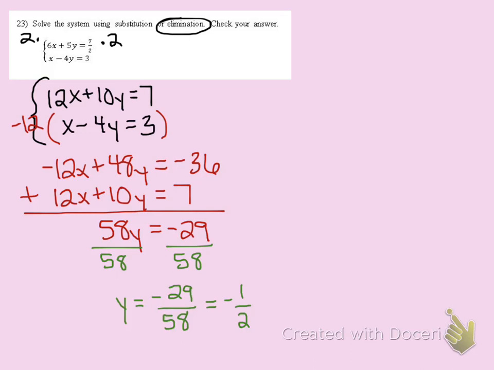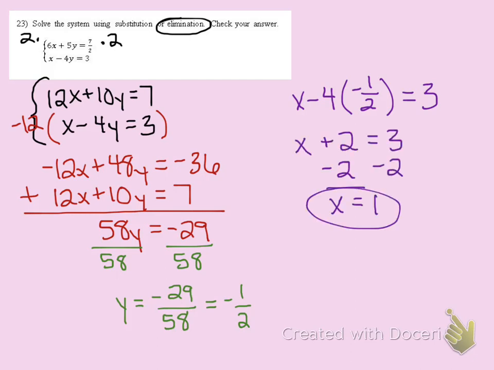That's only half of my solution. Now I need to solve for the value of x by plugging in that value of y to either one of the rules. I'm going to plug it into the second rule. And so I'm going to replace the letter y with the value that I got for y, negative 1/2. And then I'll use that equation to solve for x. First I multiplied negative 4 and negative 1/2. That gave me positive 2. Then I subtracted 2 from both sides, and that gave me x is equal to 1. So now we have our full solution. X is equal to 1, y is equal to negative 1/2.